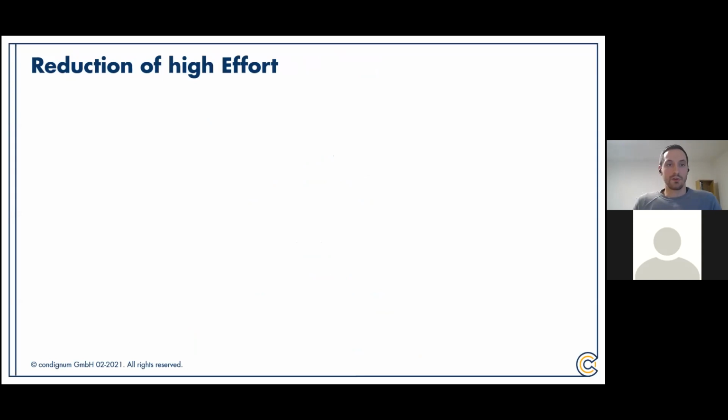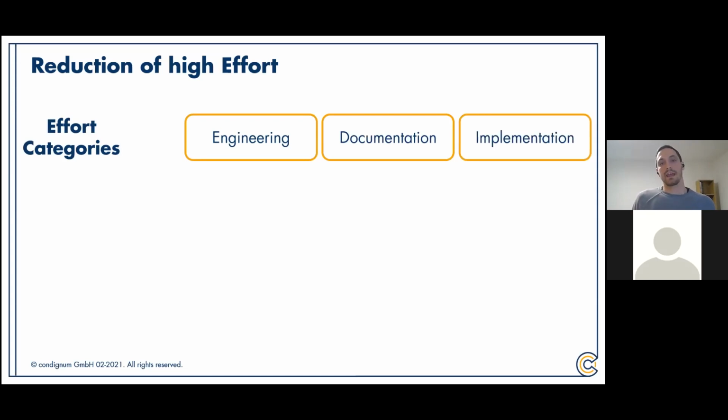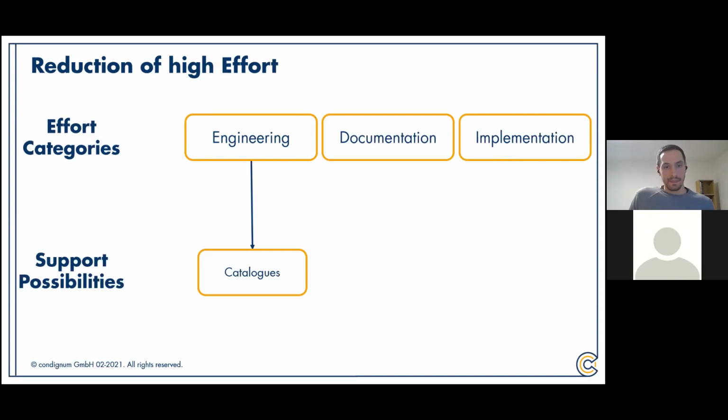In the last minutes, we talked a lot about high effort. Of course, if you want to do something, we have to put effort into it. But of course, this high effort can also get reduced a little bit. We talked about 3 different categories which generate effort: the requirements engineering, so the definition of requirements; the documentation, so actually the handling of the requirements; and the real implementation.